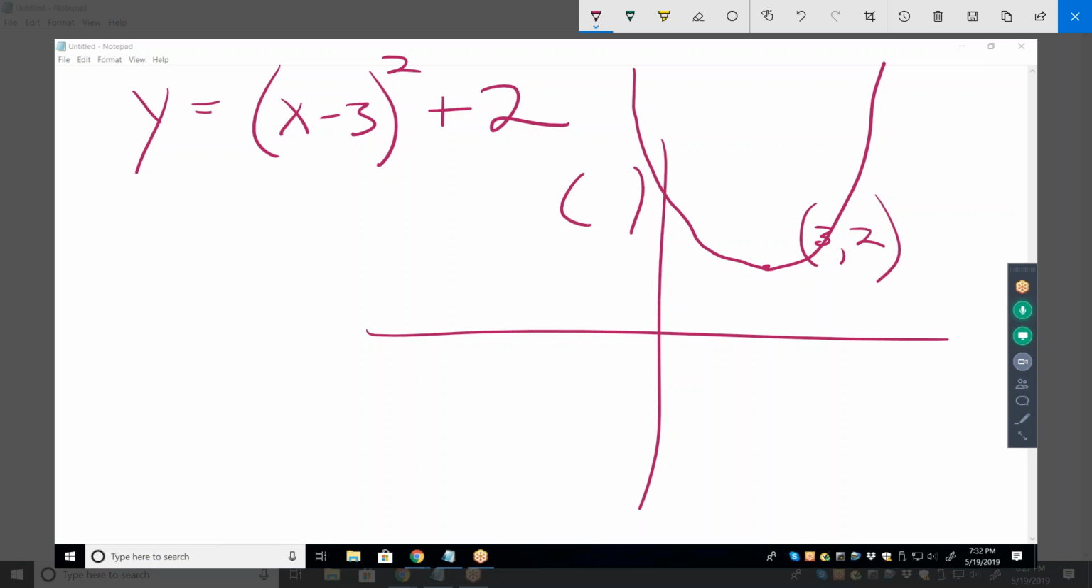Negative 3 squared is 9. Plus 2 is... what? It's negative 3 squared, 9. Plus 2? 11. Okay. And now there's a point right over here, symmetrical. Then it would be 6 at 11. There you go. That's how you do it.